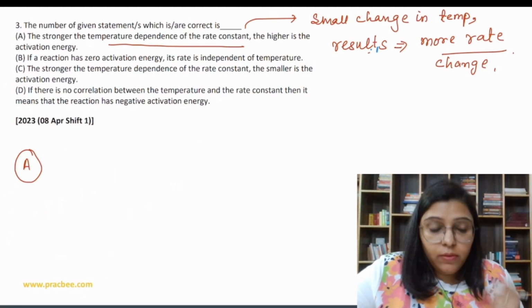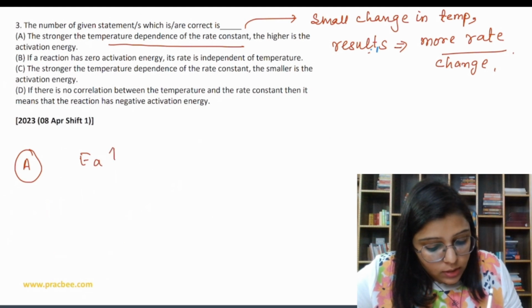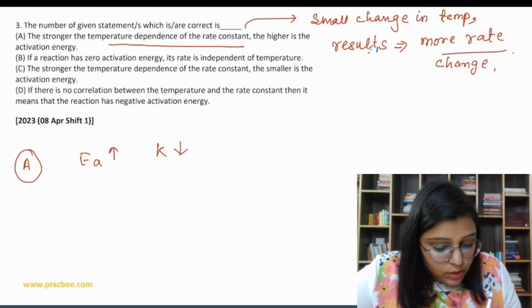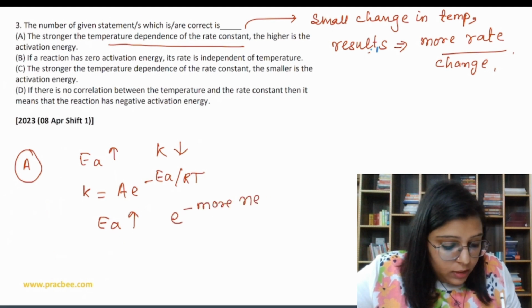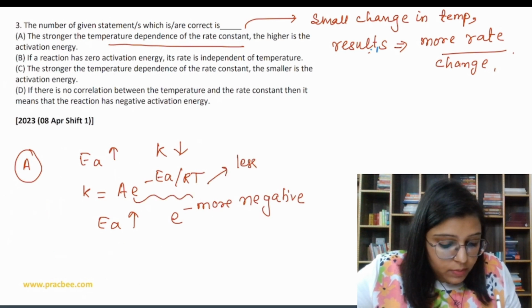But if we have more activation energy, then the rate constant decreases. Why? Because K is equal to A e to the power minus EA over RT. If the activation energy value increases, then the power of e becomes more negative, and so overall this term becomes less. If it becomes less, K decreases.